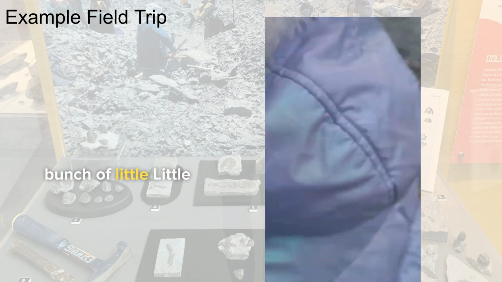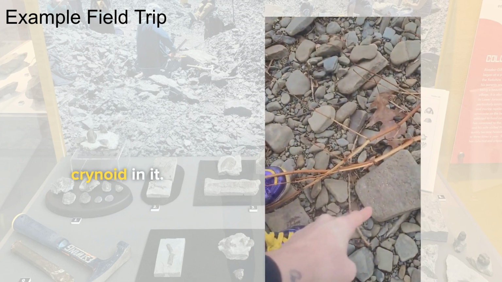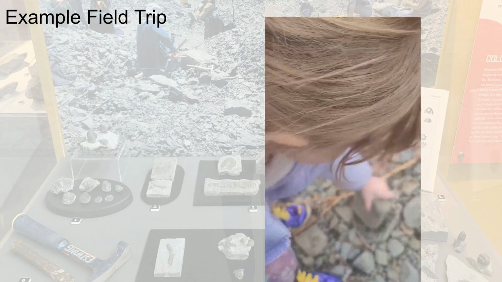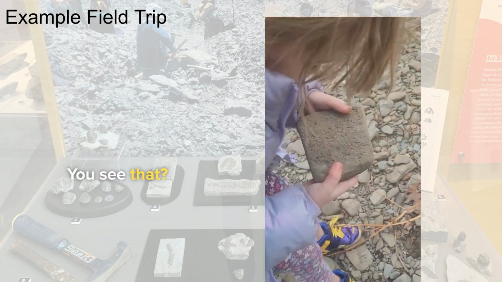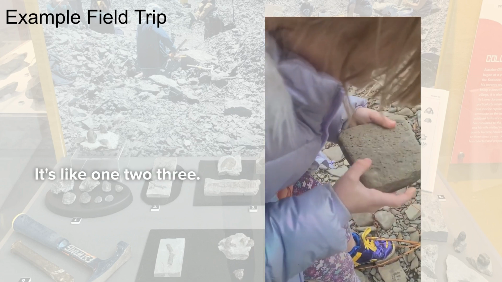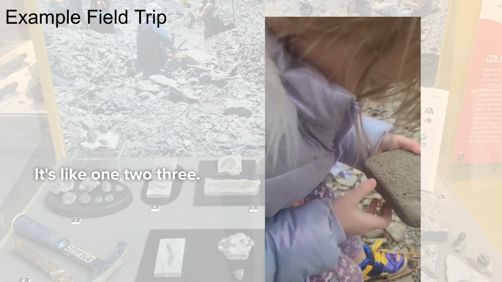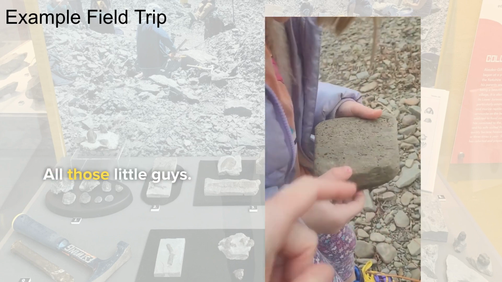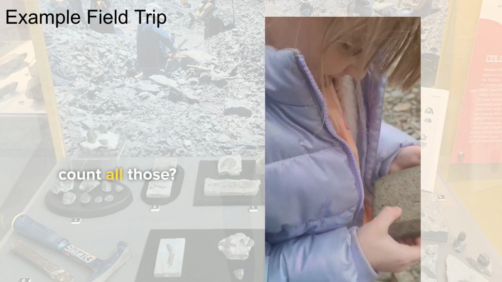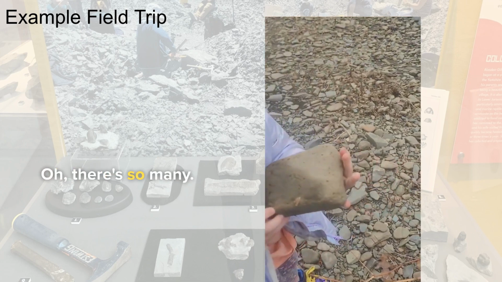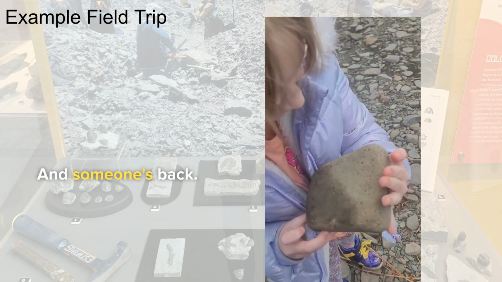Oh, there's one with a bunch of little crinoids in it. You see that? It's like 1, 2, 3. All those little guys. Are you gonna be able to count all those? No. Oh, there's so many. And some on the back.